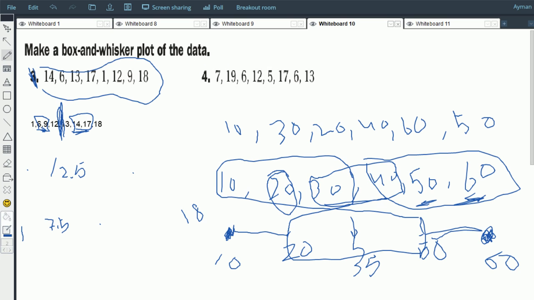Yes, okay. وهنا 14 plus 17, هتكون كم? 31 divided by 2, 15 and a half. Yeah, thank you. 15.5. Thank you. That's it.